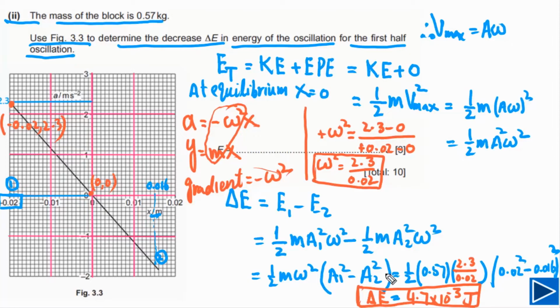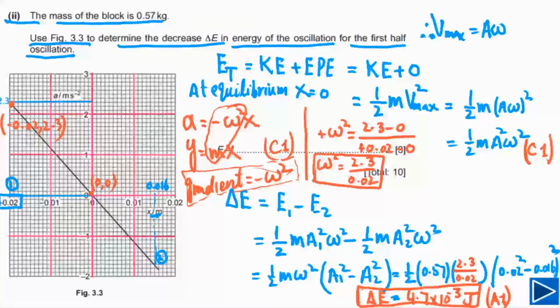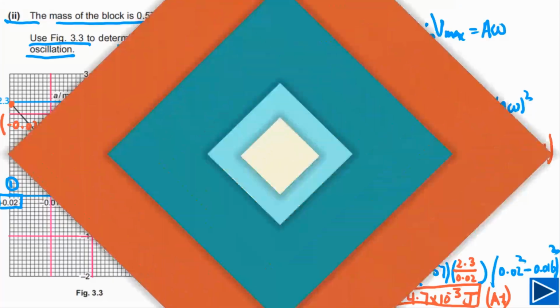This question has 3 marks. The first mark you will get if you have written this expression, so you will get a C1 mark for the total energy of oscillations. The second mark you will get if you have written omega squared is equal to gradient; gradient is equal to negative omega squared. So you will get the second C mark. And the last mark is the answer mark. If you have got the right answer, you will get the third mark. So this is how marks will be awarded. That's all we need to understand about this question.